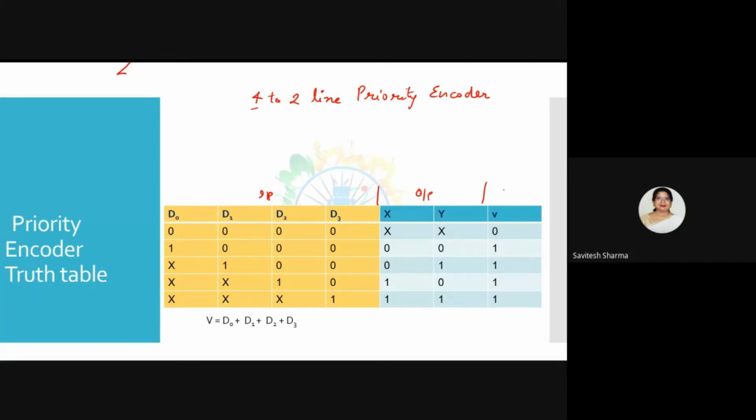But here I am adding one additional signal. It is again an output, but it is an additional signal that will show you the valid output. So this is a control signal. It will be generated and will indicate the valid output. Okay, so what is the concept here? In the priority encoder, these are my inputs D0, D1, D2, D3, and these are my outputs X, Y, V.